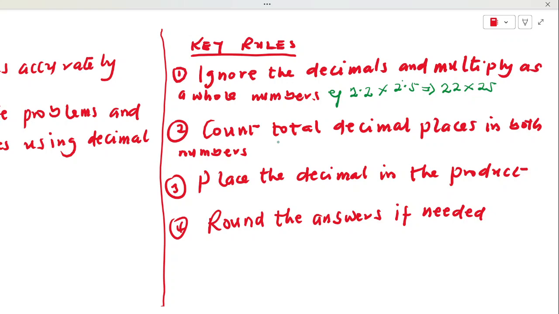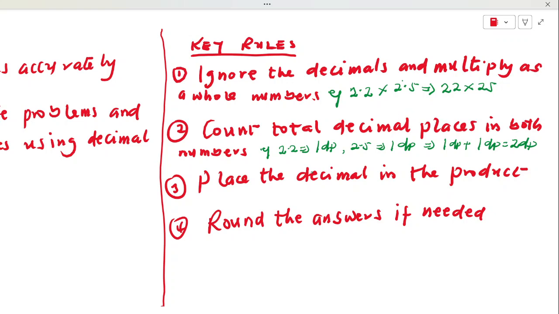Now the second rule says count total decimal places in both numbers. So example, 2.2 has one decimal place. So 2.2 has what? One decimal place. And then 2.5 also has what? One decimal place. So you now add the one decimal place to the one decimal place, giving you what? Two decimal places. So you now have two decimal places.